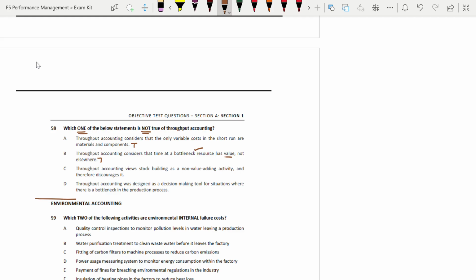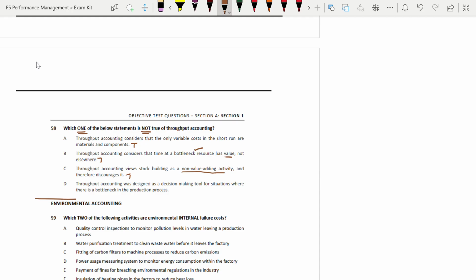Throughput accounting views stock building as a non-value added activity and therefore discourages it. Throughput means what is the input and output. There is nothing like stock building. It is non-value added. There is no value added. Is it right?